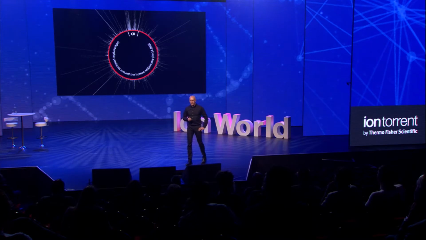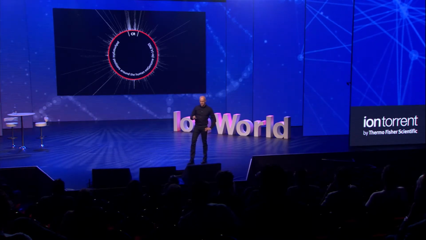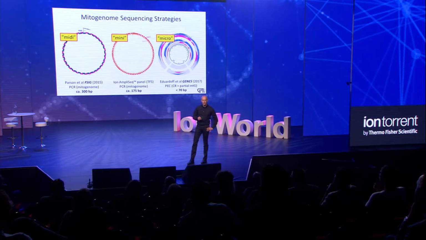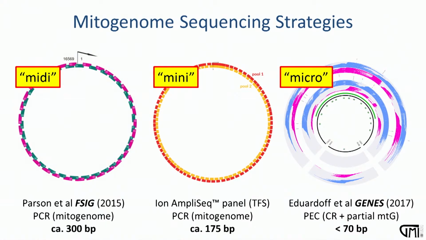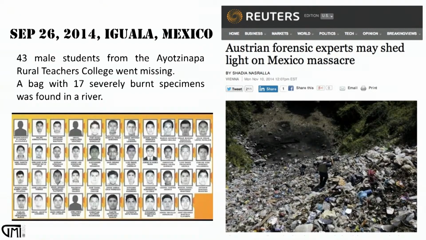The forensic field is moving into sequencing of the entire mitogenome. We have a couple of different strategies depending on the degradation of the DNA at hand. I would like to draw your attention to the micro strategy here, that can sequence very short fragments of mitochondrial DNA and bring this in connection to a case.